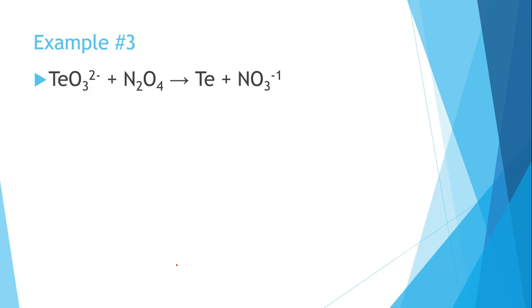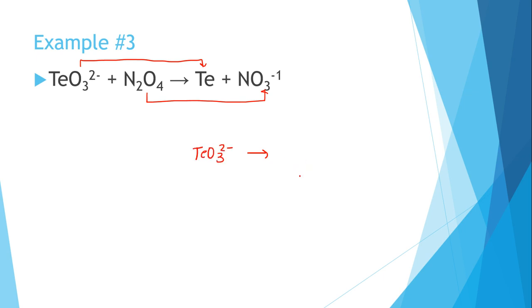And this is the last example. If you guys would like to pause the video and try it on your own, you are more than welcome to. If not, let's go through the answer. If we were going to split these into the half reactions, tellurium is going to go with tellurium, and nitrogen and oxygen, of course, are going to go with the nitrogen and oxygen. So from here, we're going to split it into our half reactions.